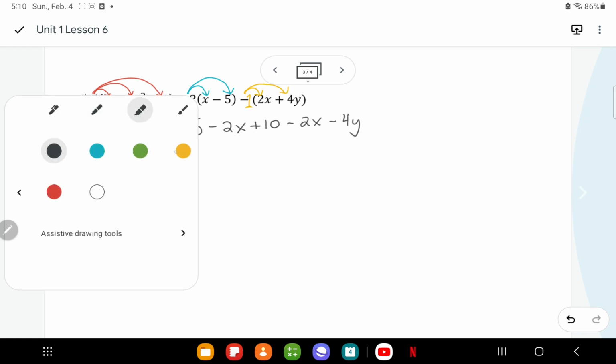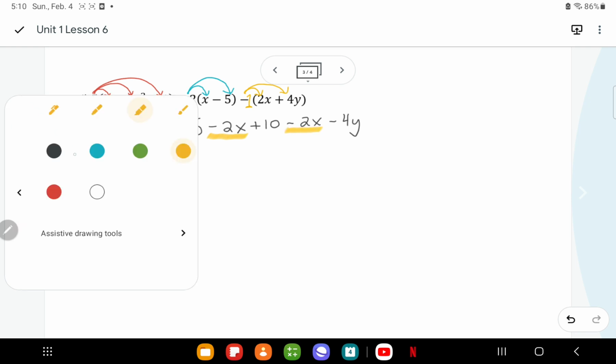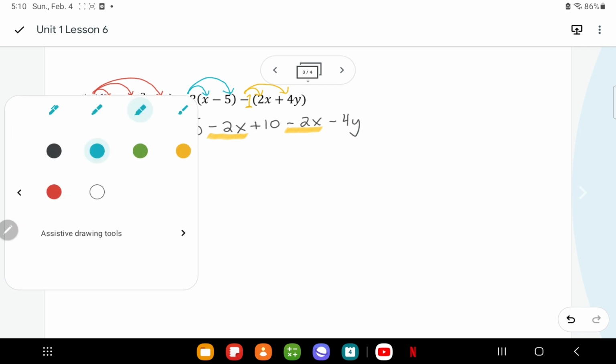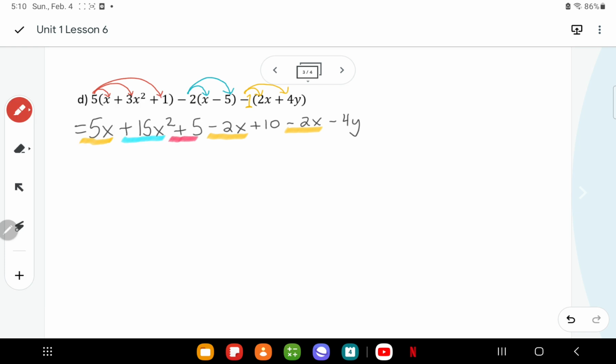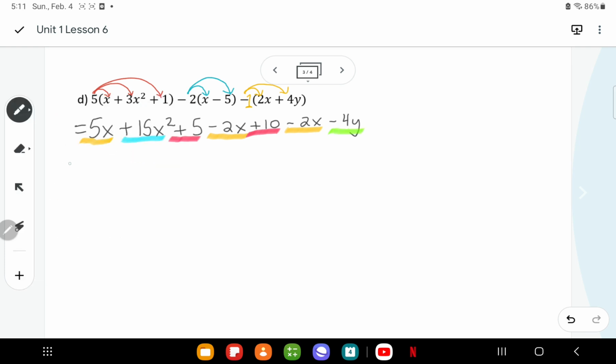Now we do have quite a lot of like terms going on. I see 5x, now 15x squared, that's not a like term because it has an exponent. Negative 2x, and then negative 2x again. What else? I've got 15x squared. Do I have any more x squareds? Nope, I don't. I have just numbers. I have a 5 and a 10. And I've got a negative 4y. So that's a lot of different like terms to keep track of.